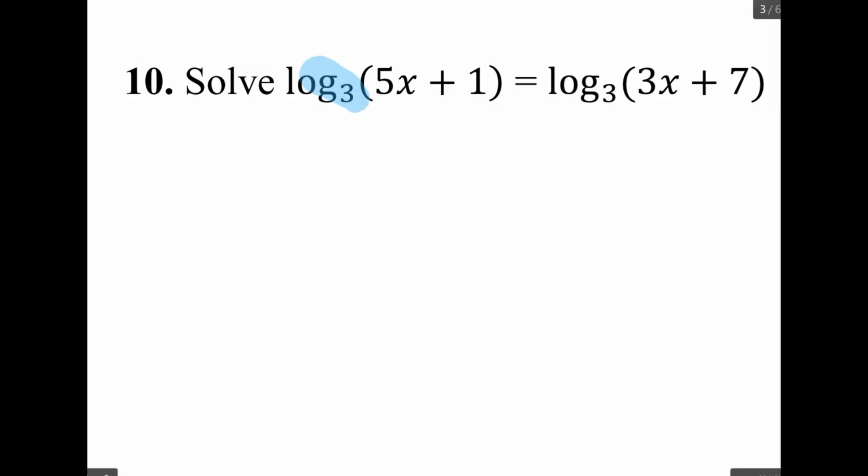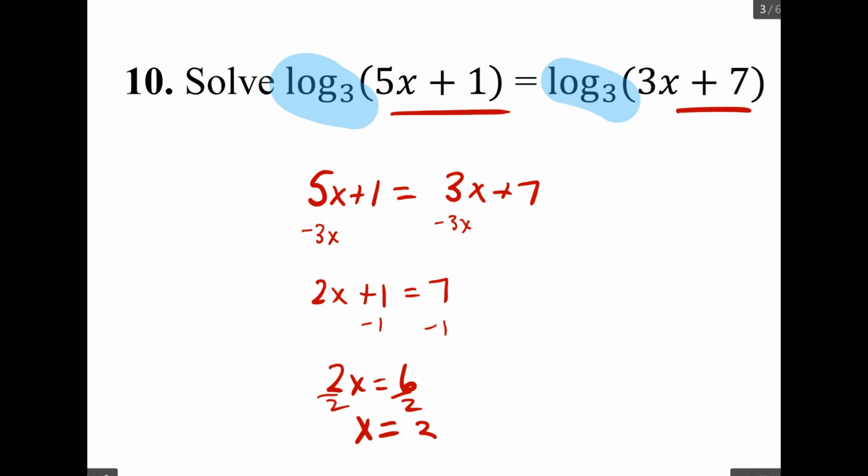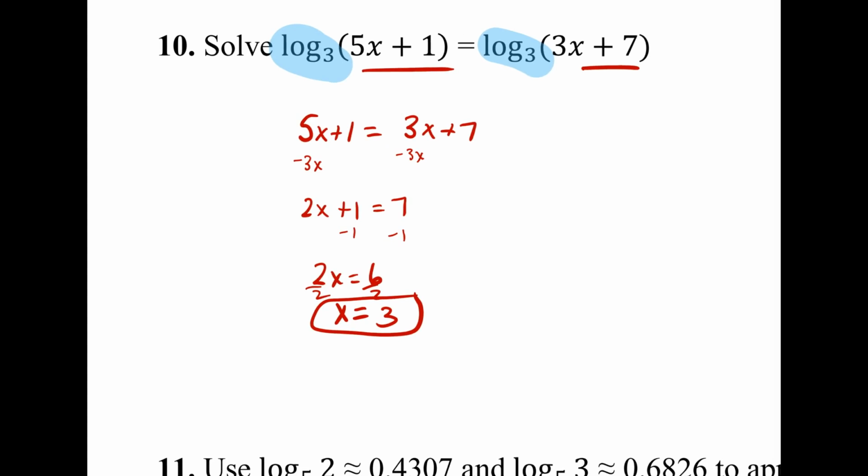Since the logs are equal, you set them equal to each other. Exactly. We'll set the insides equal. You do 5x plus 1 equals 3x plus 7. So you subtract the 3x from both sides, and then you subtract the 1 from both sides, so you get 2x equals 6, and you divide by 2. Awesome. Questions? So when you have the same log base on both sides, you can set the insides equal to each other.